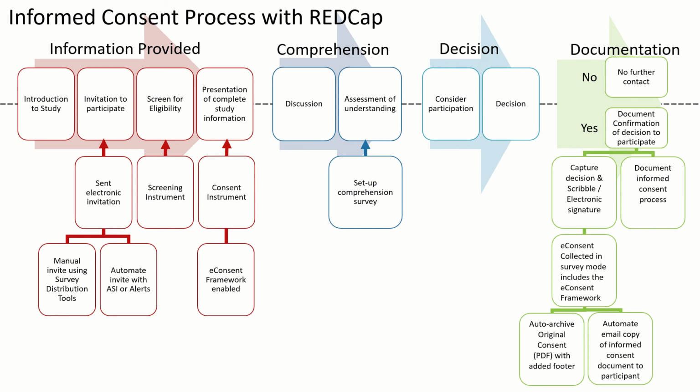But REDCap can then help you on the last piece, which is the documentation. So this is where you can capture that scribble signature or even an electronic signature if you're Part 11 compliant, and you can have the e-consent set up so that it sends it to the auto archive. You can optionally automate an email copy of the informed consent document the participant signed directly to them. And then the next instrument you might want to have would be your documentation of your informed consent process so that all of the components of the process are together in one record.